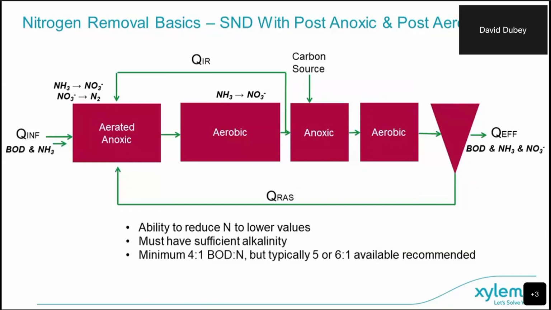And any time we're getting to lower values like this, we have to worry about having enough BOD available. That's actually true no matter what level of nitrates you're trying to get to in your effluent, because we have to have at least 4 to 1, but typically 5 or 6 to 1 BOD to nitrogen to be able to convert all of the nitrogen.